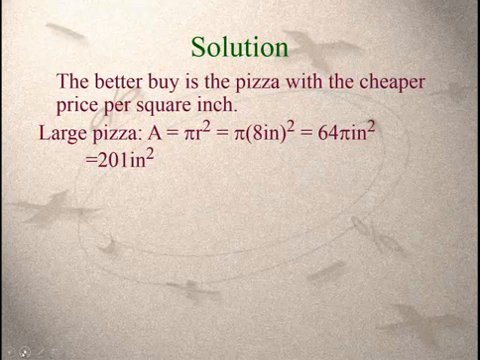So we have 64 inches squared, and we multiply that by pi, 3.14. So right now the large pizza is 201 square inches.